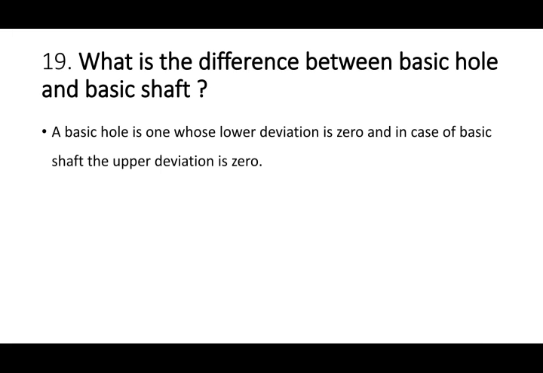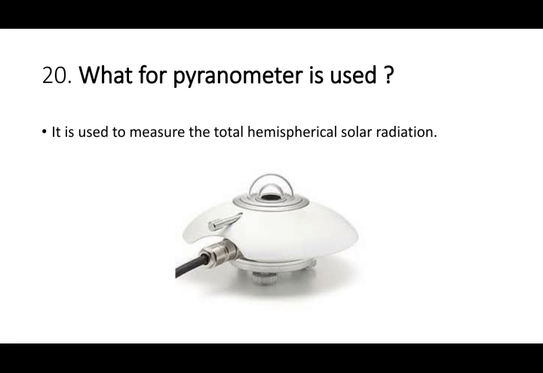Next question, what is the difference between basic hole and basic shaft? Basic hole is one whose lower deviation is 0, whereas the basic shaft is one whose upper deviation is 0.